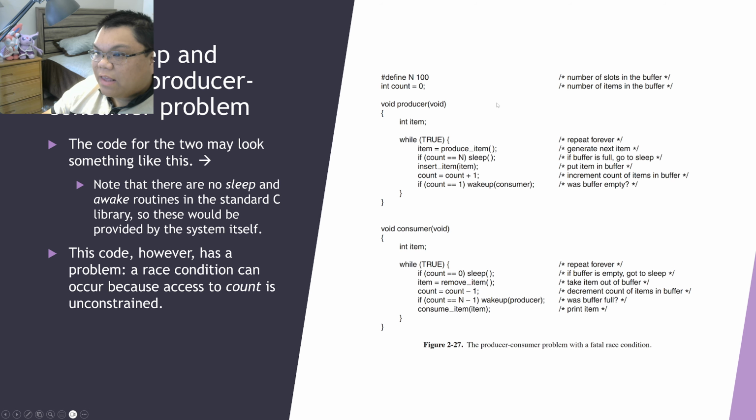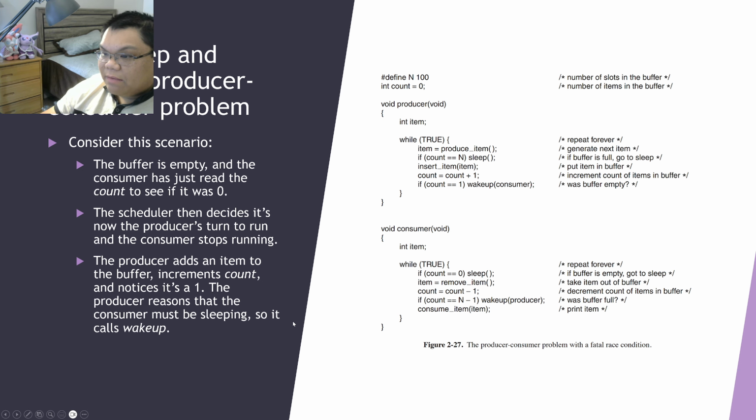So the code for the producer-consumer problem might look something like this. Note that there are no sleep and wake up routines in the standard C library, so these would be provided by the system itself. However, there is still a problem with this code here, and it is access to count is unconstrained, so we have the potential of a race condition again. And it's much like the same scenario with the printer daemon and the spool directory.